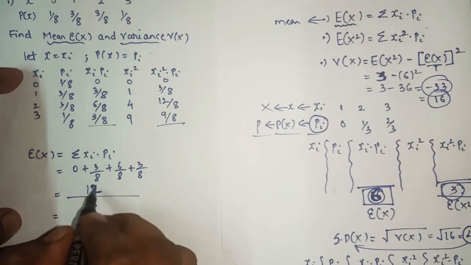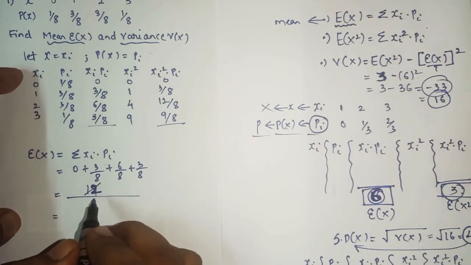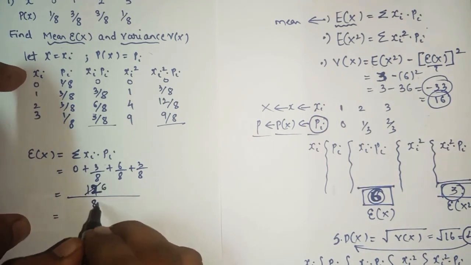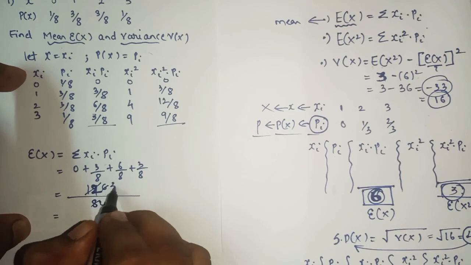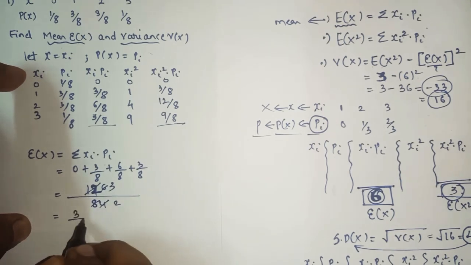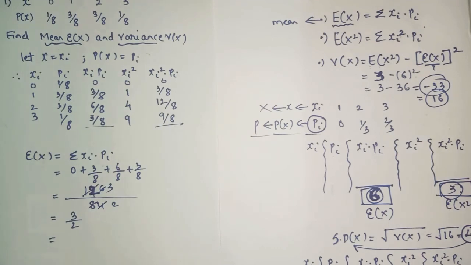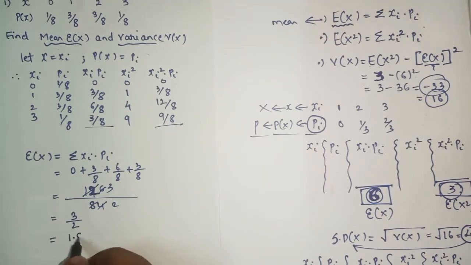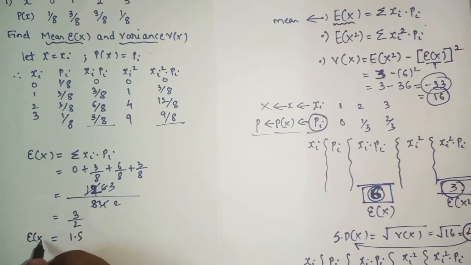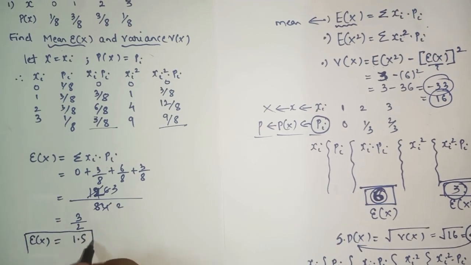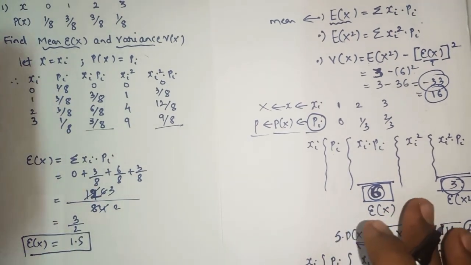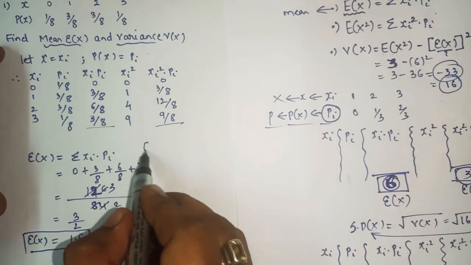Now here we can reduce the numbers. 2 sixes are 12, 2 fours are 8, so here we are left with 3 by 2. You can divide this number. So 3 upon 2 is what? 1.5. So here we got the value of E of x as 1.5. Understood?